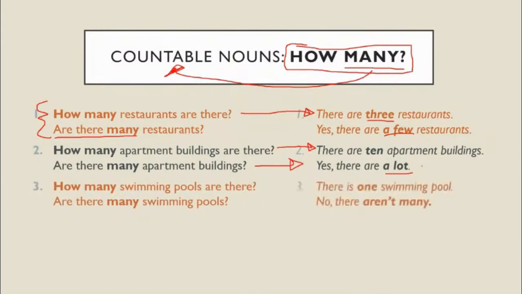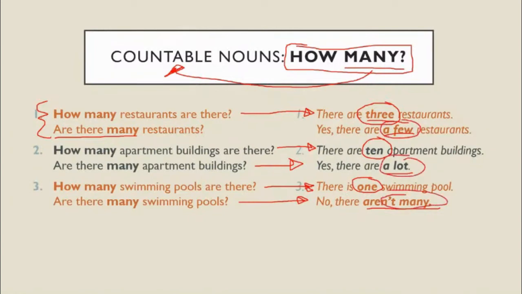Here we're looking at swimming pools. How many swimming pools are there? There is 1. Are there many? Now let's see what happens when we are saying no. No, there aren't many. There are not many. There are just a few. So what are we noticing here? Often when we ask how many, we want a specific number. There are 3, there are 10, there is 1. And if we're asking, are there many? Often we use words like a few, a lot, or not many.